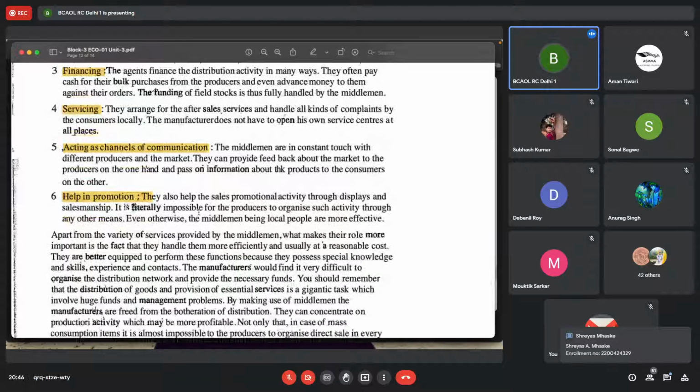Especially in the case of retailers, they have huge hoardings of new products that are available to them. So in a way, it helps in promotion as well, like in advertising.